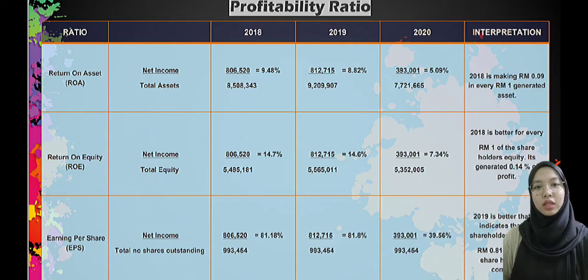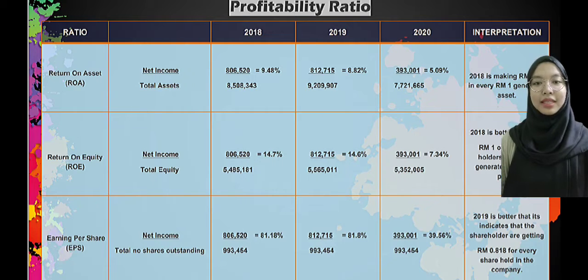Next, return on equity. The formula for this calculation is net income divided by total equity. For year 2018, return on equity for this company is 14.7%. For year 2019 is 14.6%. And for year 2020, the company got 7.34%. So the interpretation is that 2018 is better, for every RM 1 of shareholders' equity it generated 0.14 of profit.